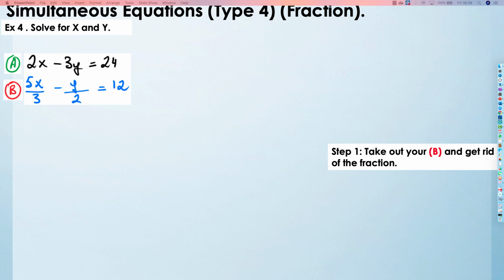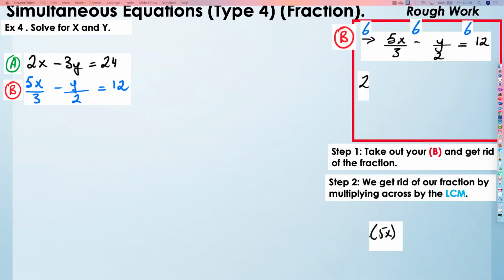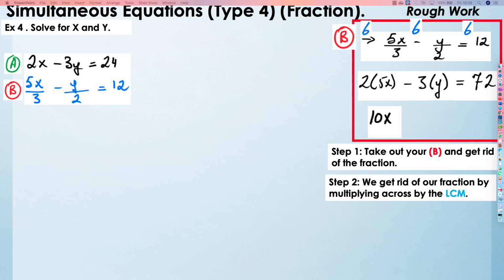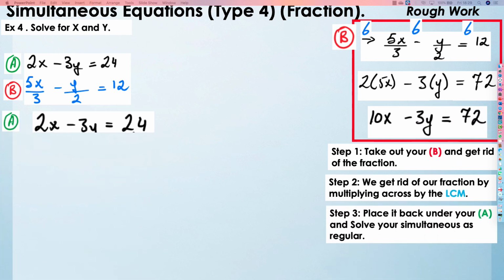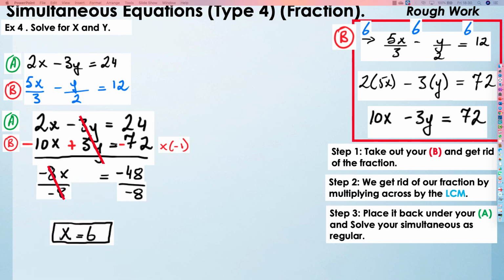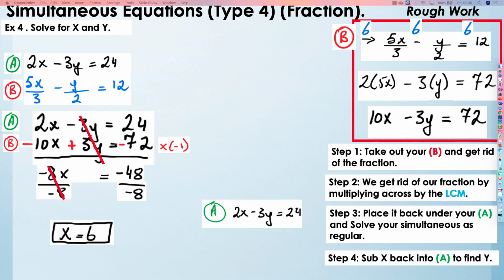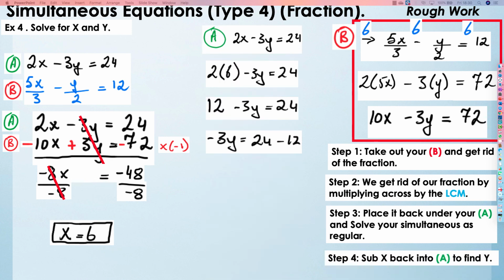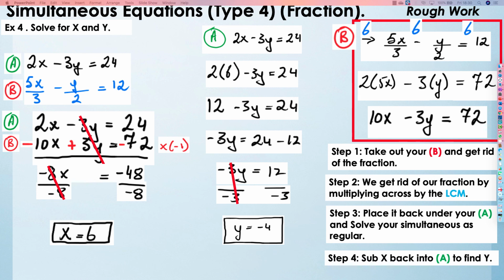Right, we're all on the right line. So, we got rid of our fractions in the bottom line. Multiply across by 6, 10x minus 3y is equal to 72. Simultaneous with 2x minus 3y, multiply across the bottom line, change the signs, they knock. Minus 8x is equal to minus 48, divided across, x is 6. About 10 different ways you could have done that, but you just look at x is 6. Sub it back into your top line. 2 times 6 minus 3y is equal to 24, minus 3y is equal to 12, divided across by minus 3, y is minus 4. 6 and minus 4.